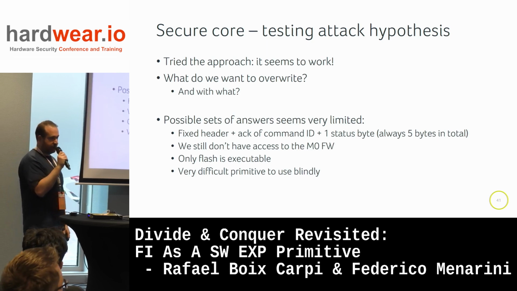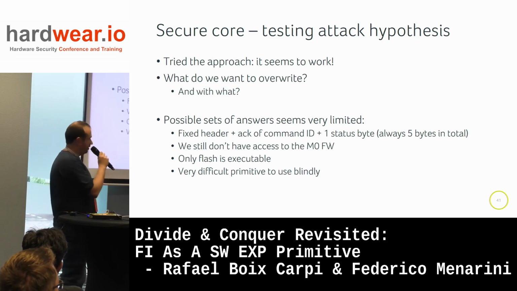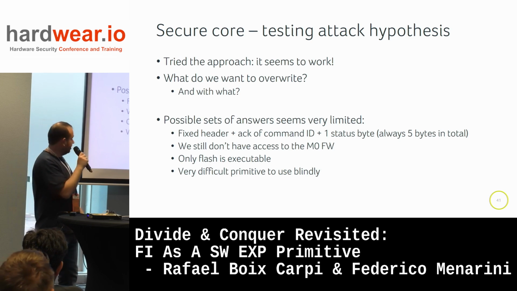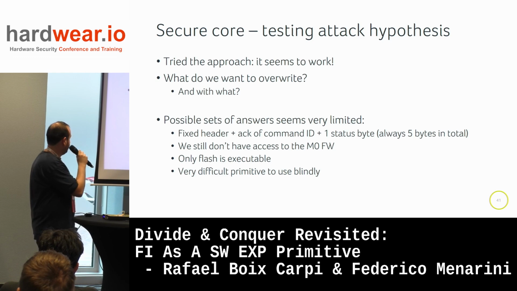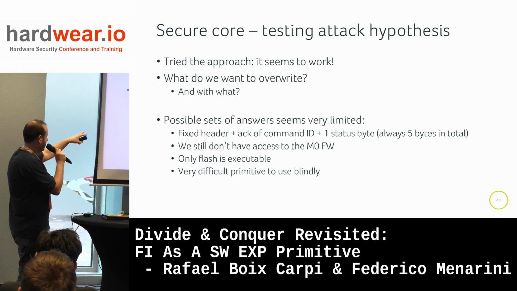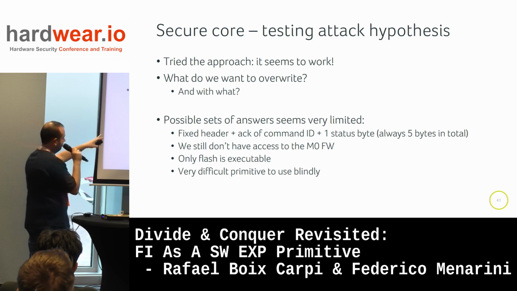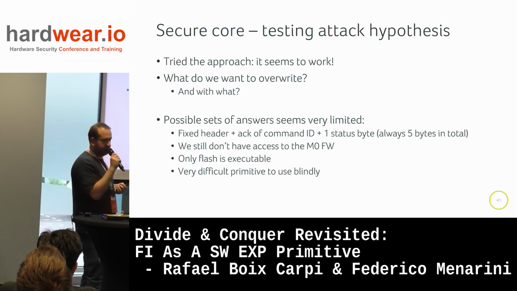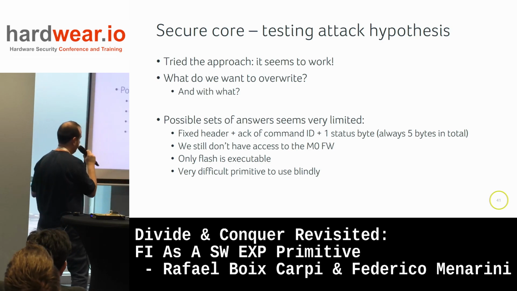This is not very simple, because the set of answers that the secure core can return is very limited. It's always 5 bytes that it will write back. 2 bytes are fixed header we do not control at all, an acknowledgement of the command ID that we fully control, and 1 status byte that says whether the processing was successful or not. So it's usually either 0 or FF.